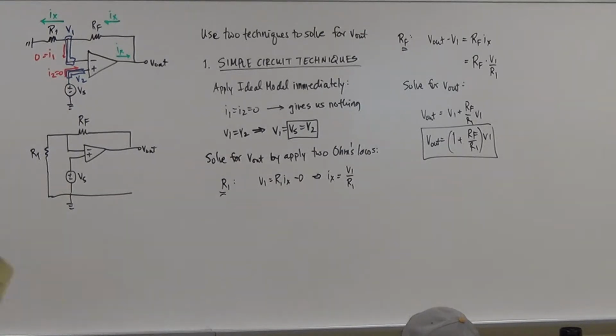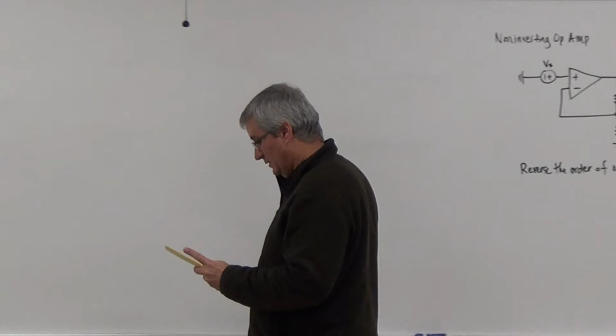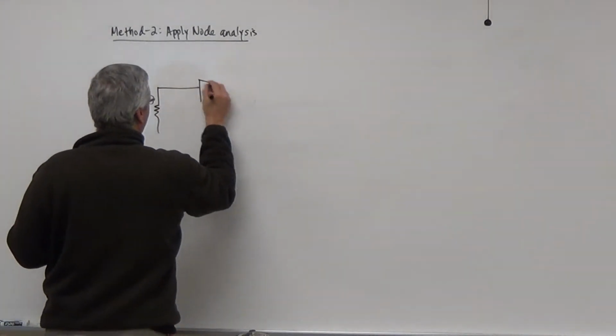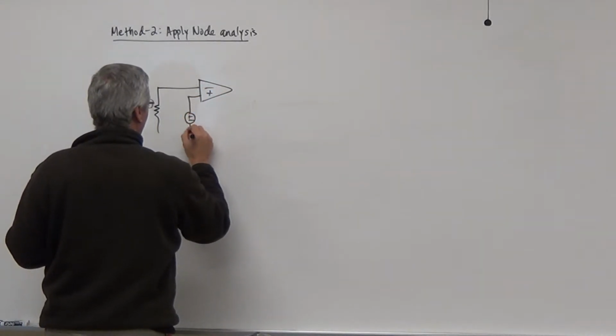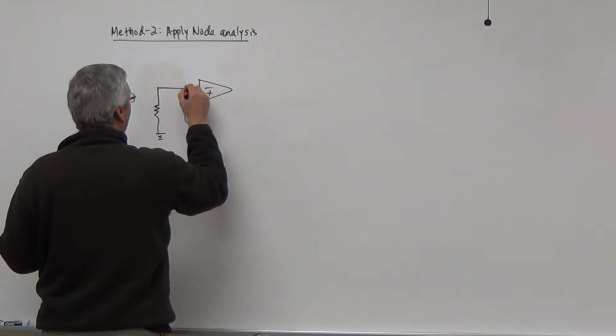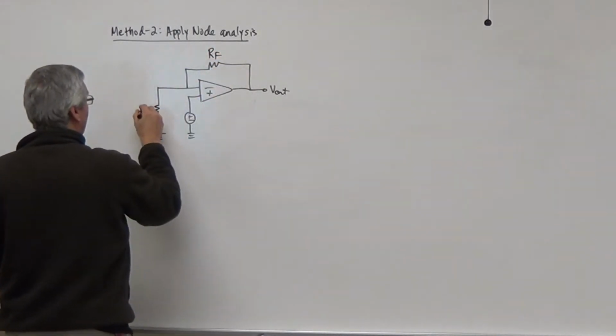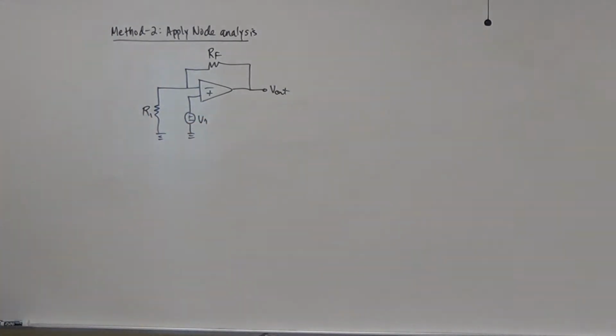If I apply node analysis to this, I do it the following way. So now, method 2 is applying node analysis. When I apply node analysis here, I'm going to redraw my circuit just to make sure that we're nice and clear. If I look at this, the first thing that I'm going to do is look for nodes.